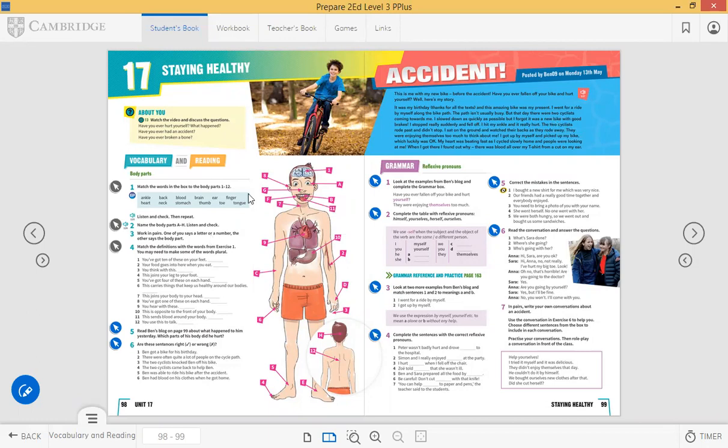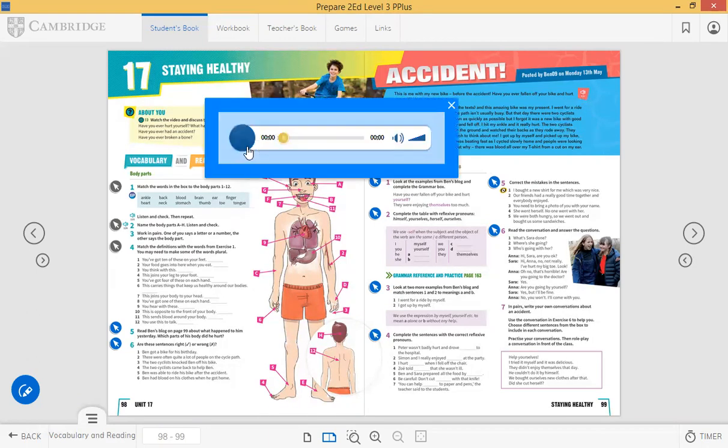Okay, so now let's read this, what's at the top: accident. Let's listen to this person and try to see what happened to him yesterday. Actually the activity right there is riding the bicycle. 1, 2, and 3. Track 127.